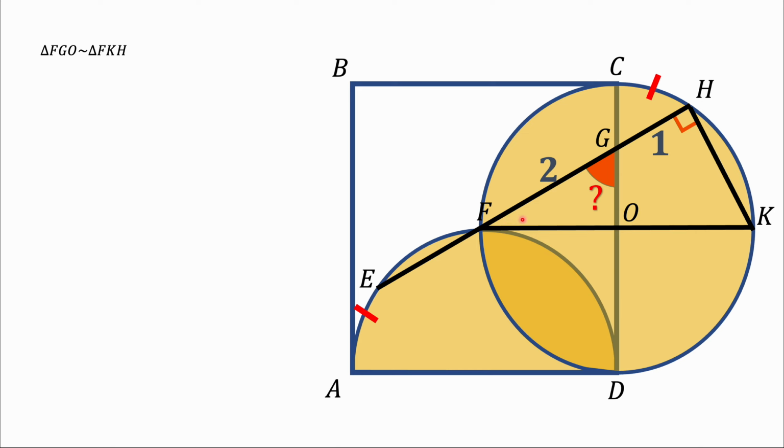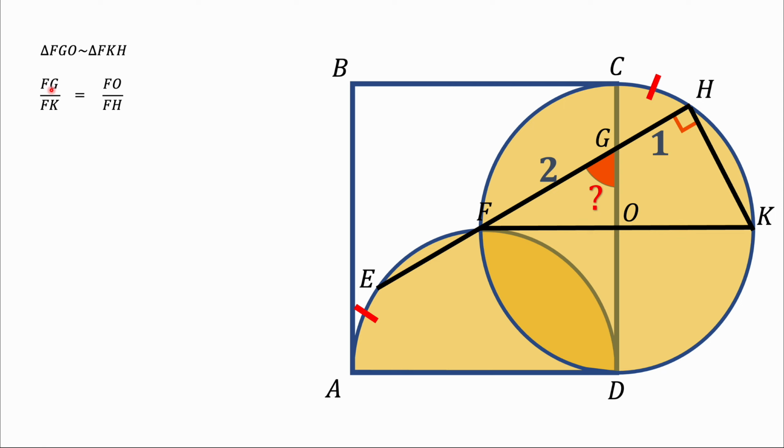So if we look at the ratio of the sides opposite of the 90-degree angle, in the small triangle it's going to be side FG, in the large triangle it's going to be side FK. And also look at the ratio of the sides opposite of this red angle. In the small triangle it's going to be side FO. In the large triangle, this red angle is angle K, so the side opposite of it is FH. And those two ratios should be the same, since the triangles are similar.